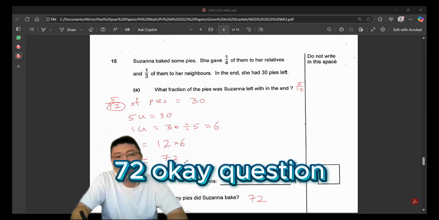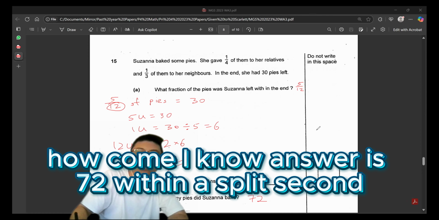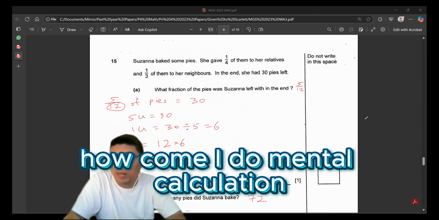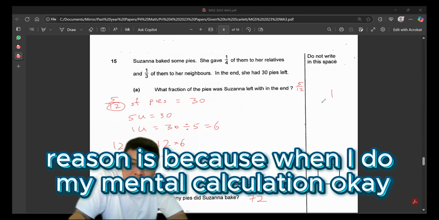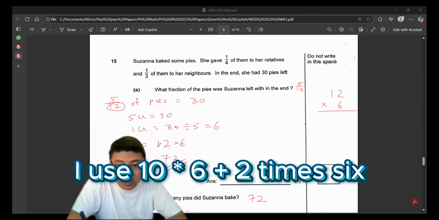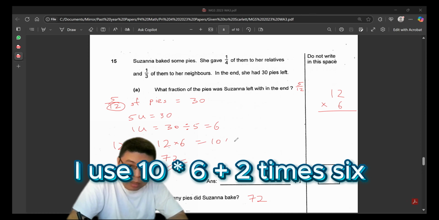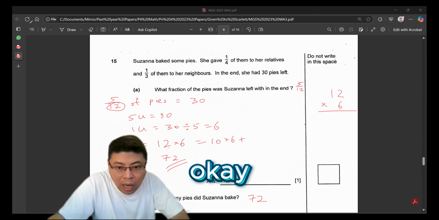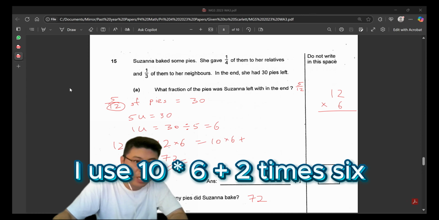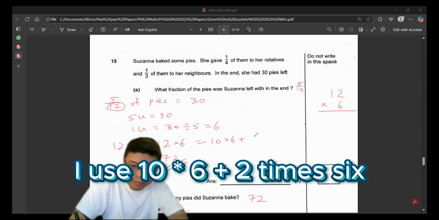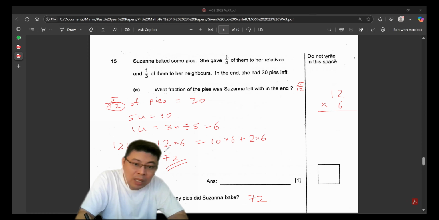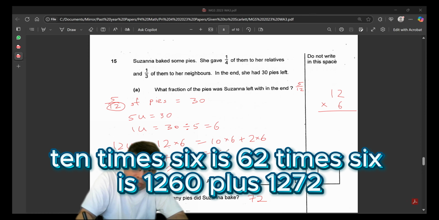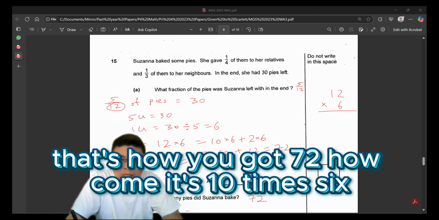72. Okay, question, how come I know the answer is 72 within a split second? How come I can do mental calculation so fast? Reason is because when I do my mental calculation, I use 10 times 6 plus 2 times 6. 10 times 6 is 60. 2 times 6 is 12. 60 plus 12, 72. That's how you got 72.